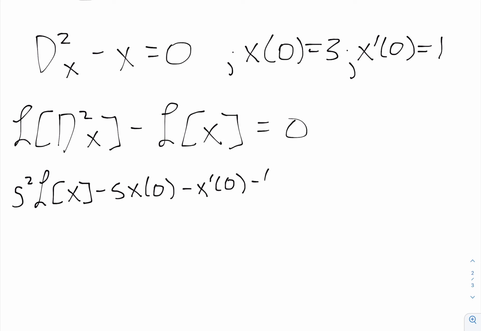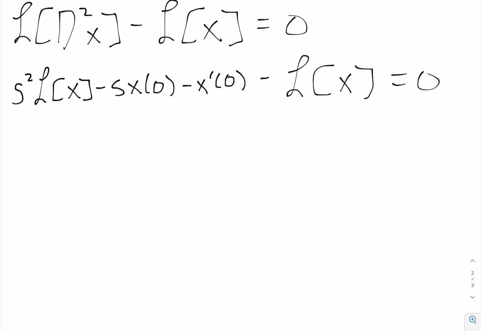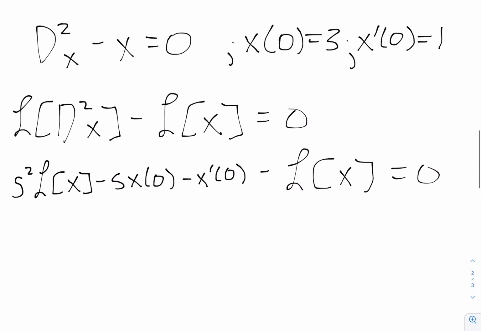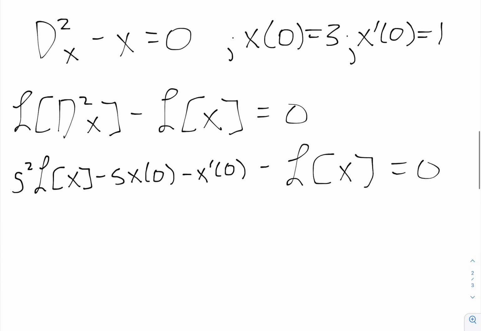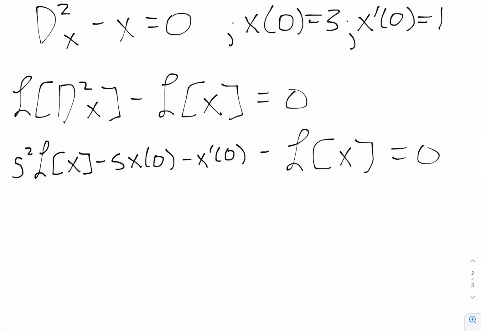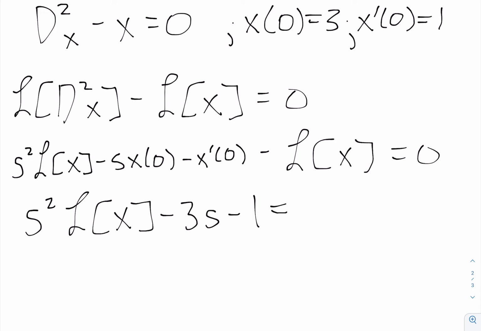Then we're going to go minus the Laplace of x. That's not even a derivative, so we can just go minus L of x, equals 0. Okay, well, we know x of 0 and x prime of 0, so let's just plug that in. X of 0 is going to be 3, so we can go minus 3s, and then minus 1, because x prime of 0 is 1. So s squared L of x minus 3s minus 1 equals 0.